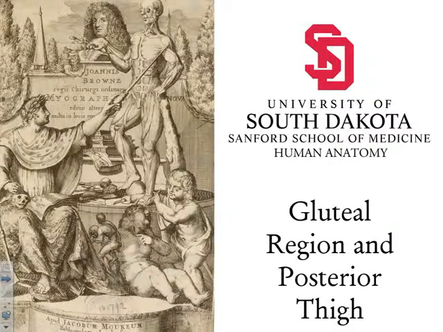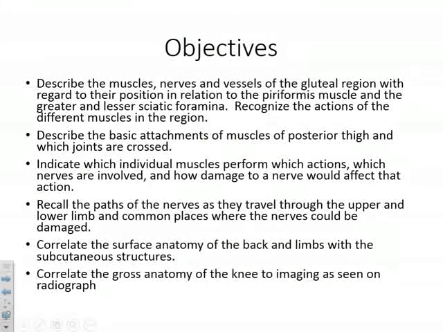We continue our journey through the lower limb with a look at the gluteal region, posterior compartment of the thigh, and a look at the knee joint. Objectives for today's lesson. First, we'll consider the gluteal region, paying particular attention to the actions of certain muscles we find in this region and the orientation of neurovascular structures in relation to certain foramina and muscles.